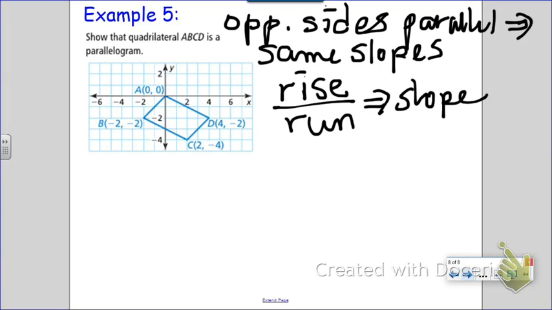So for side, start with CD. Our slope would be down 2 and to the left 2. So negative 2 over negative 2 would be positive 1. On the other side, we're going up 2 and over 2. So 2 over 2 is a slope of 1.